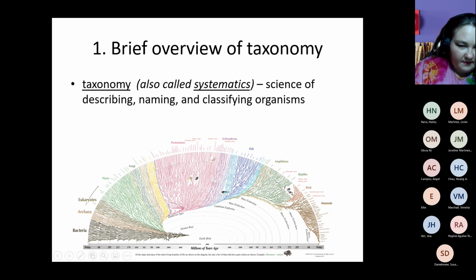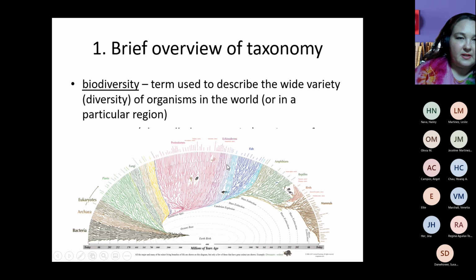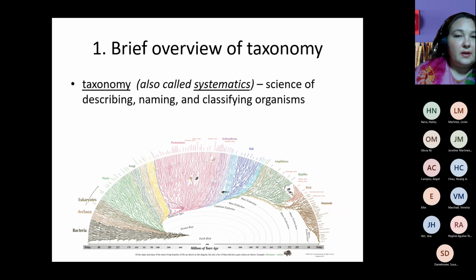We have this picture here of all the major branches of living organisms. Only a fraction of living organisms are actually listed here. Scientists estimate there are almost 1 trillion species, and most of them have not been discovered yet. Anyway, taxonomy is the science of describing, naming, and classifying organisms.